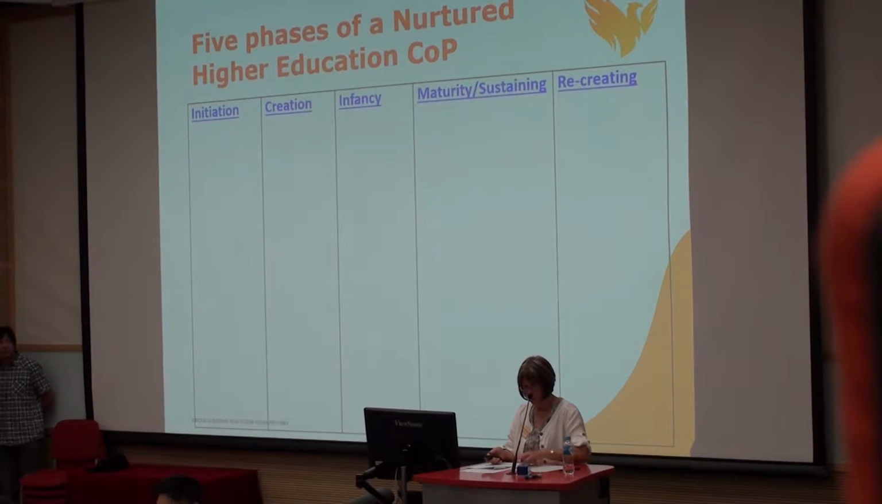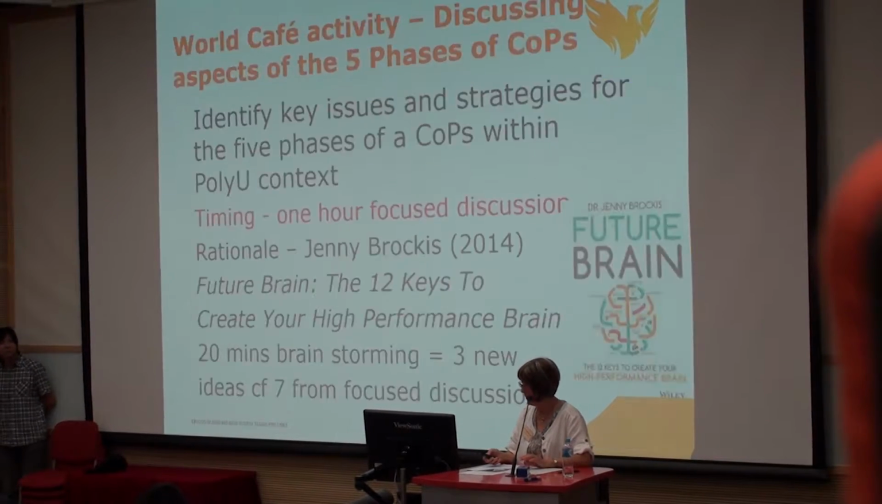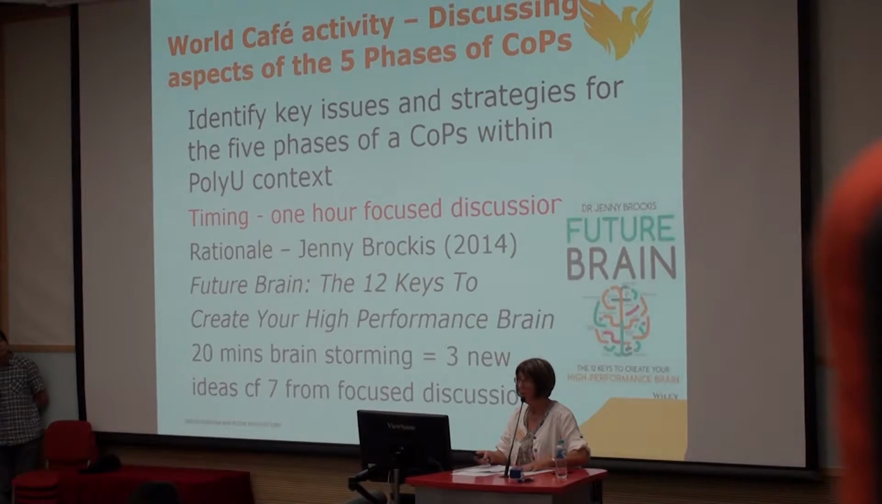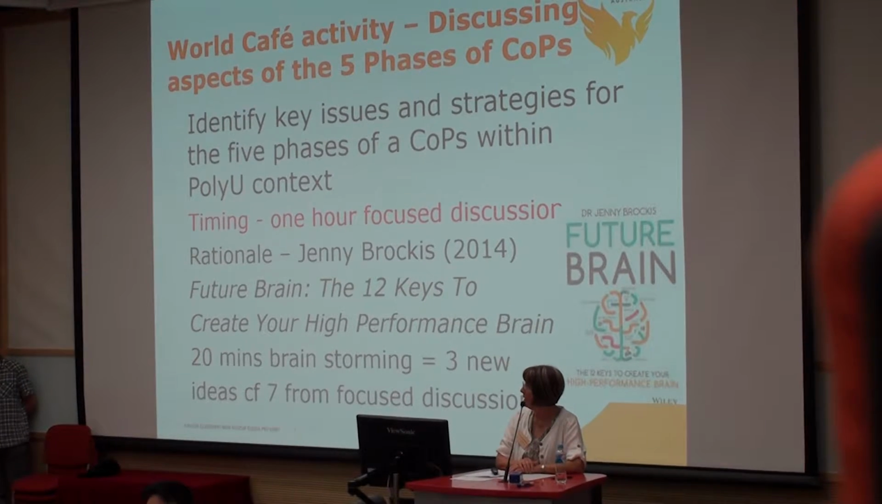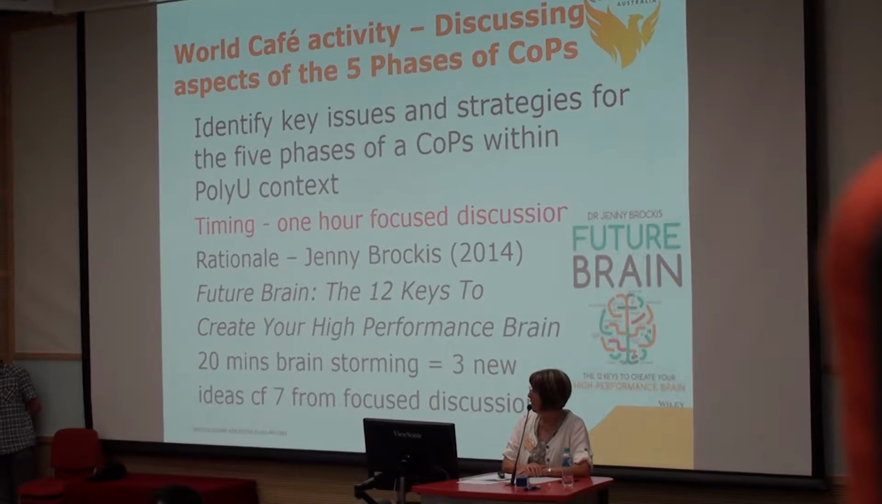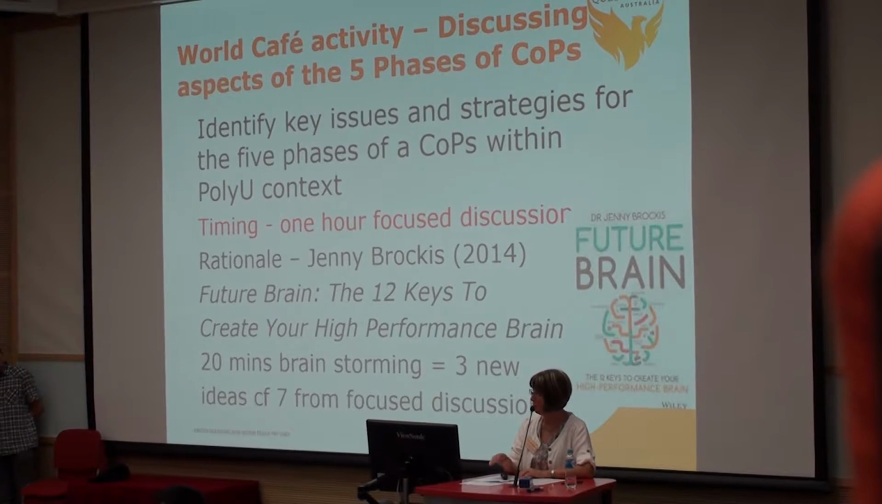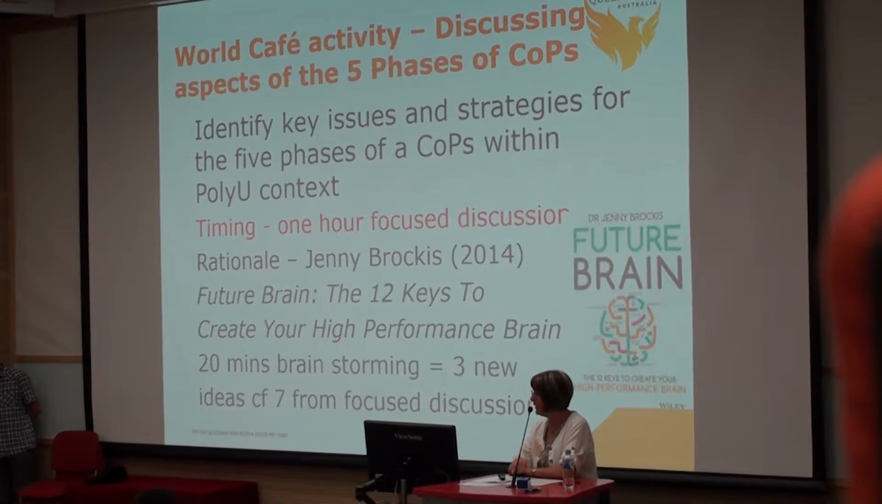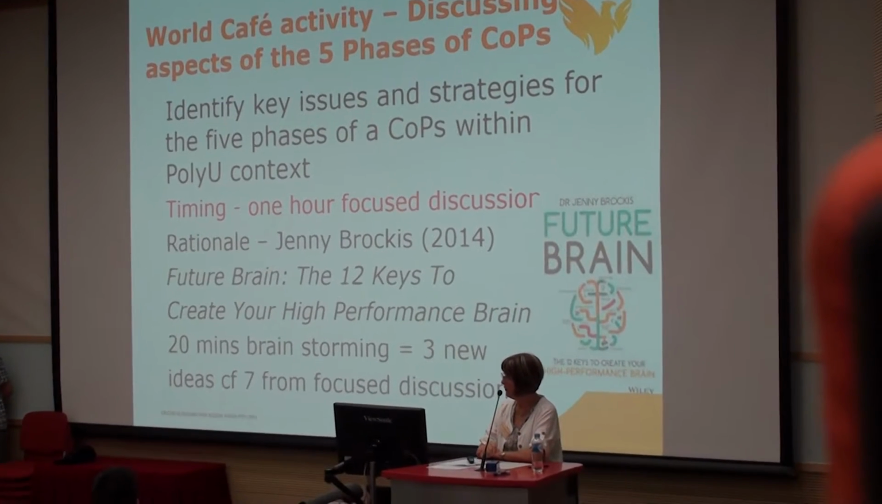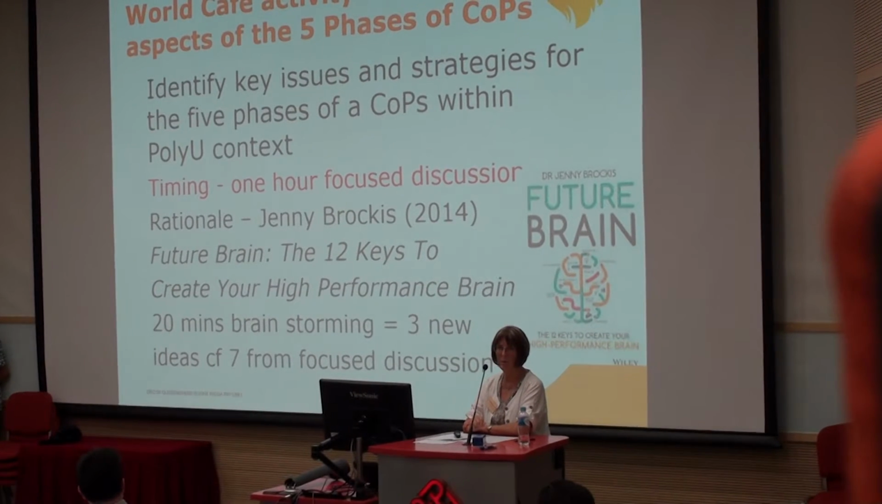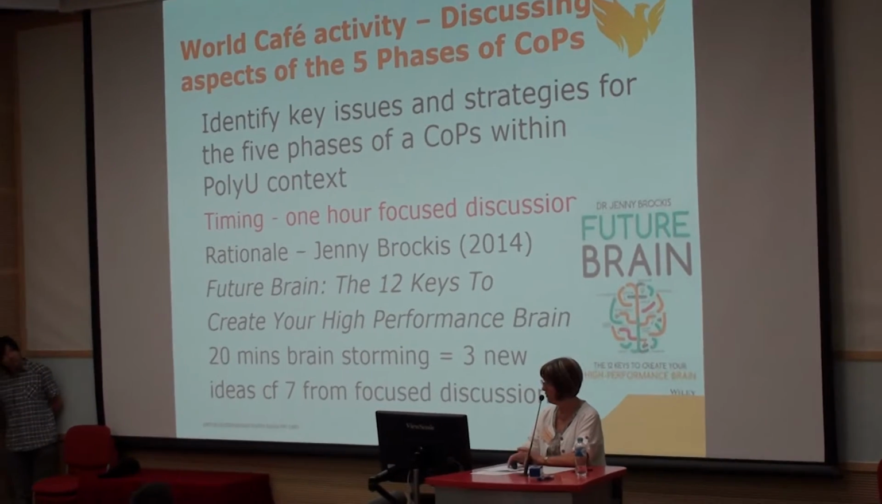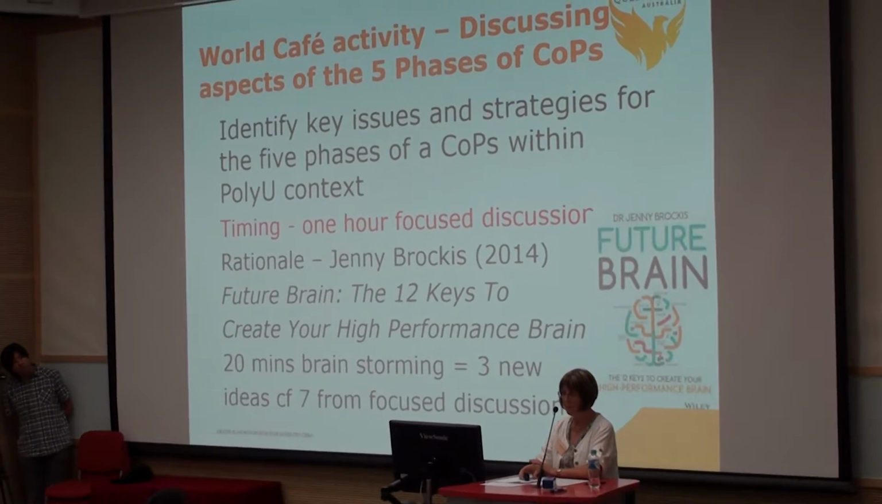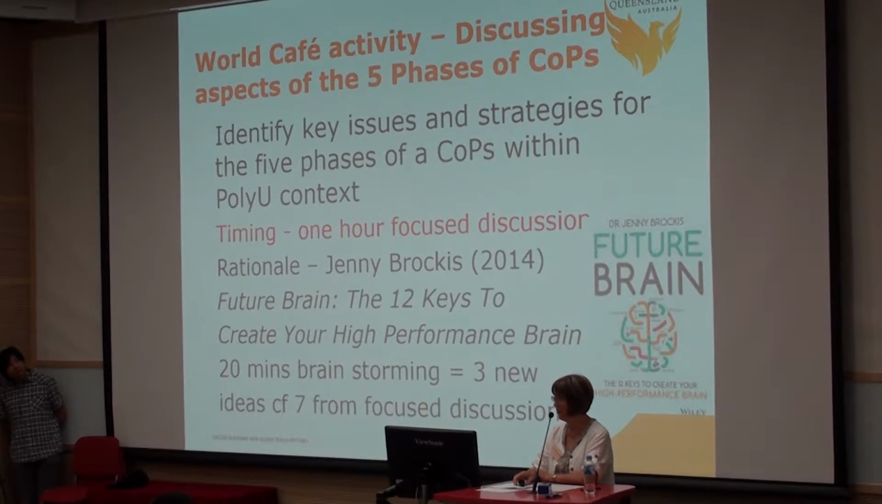What we're going to do is spend most of our time, and we've got an hour, so we've got 3 lots of 20 minutes, to identify the key issues and strategies for the 5 phases of community practice within the context here. So we have 1 hour of focused discussion.